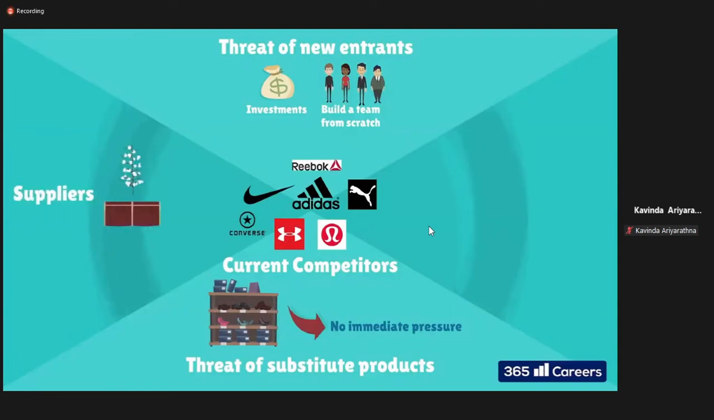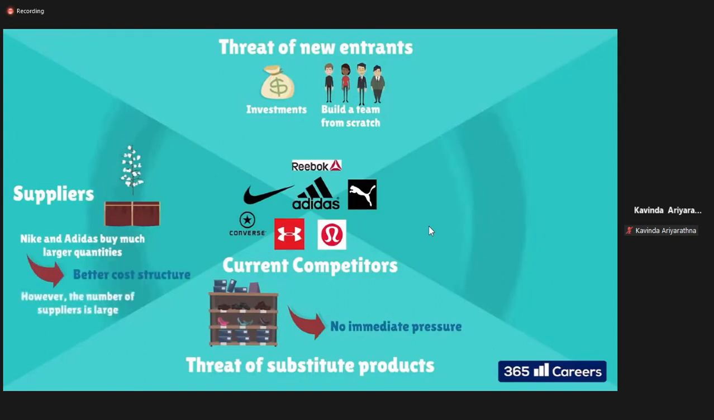Right. The remaining two forces we must examine are the bargaining power of suppliers and buyers. Let's start with suppliers. The main raw materials purchased by sportswear producers are cotton, other types of fabric, ethylene, synthetic materials, and rubber. Larger companies, like Nike and Adidas, can obtain cheaper prices from suppliers, which translates into a better cost structure compared to competitors, such as Under Armour, who buy smaller quantities of these products. So, smaller companies may have a harder time sourcing raw materials at a price that is competitive.